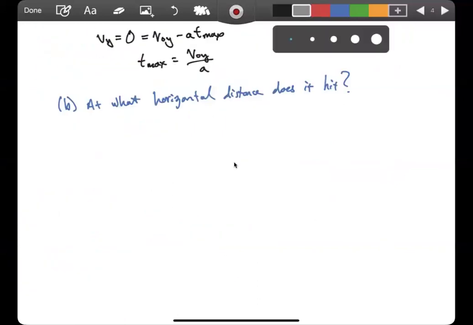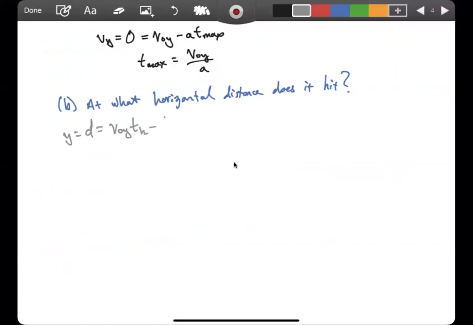So now I can say that y is equal to d when it hits, which is equal to the initial velocity in the y direction times t hit minus 1/2 a times t hit squared. So to make this look like a quadratic, I'm going to bring these two terms to the other side. So now what I'm going to get is that 1/2 a t hit squared minus the initial velocity in the y direction t hit plus the height of d, sorry, that should be a d there, must be equal to 0. So now I've just got to solve a quadratic, right? So let's go ahead and do that.